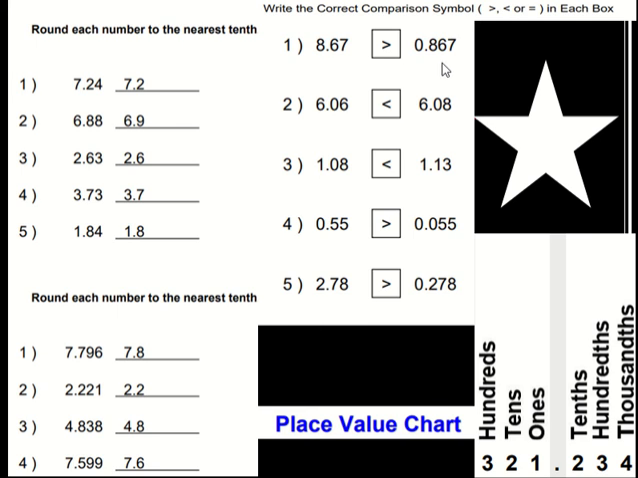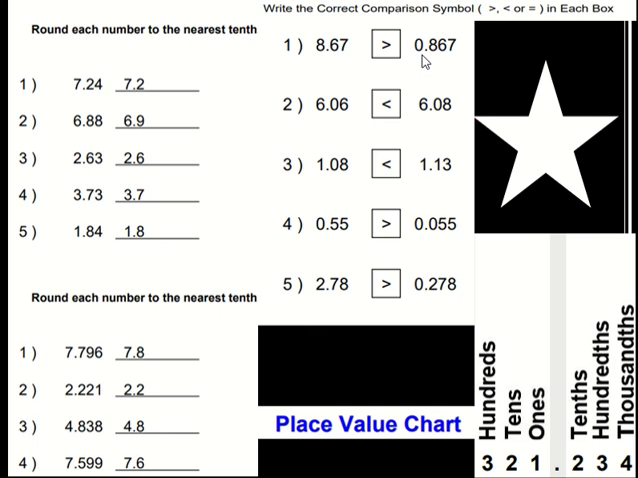Let's move over to comparing: greater than, less than, or equal to. In this answer, it's saying that 8.67 is greater than 0.867. The reason that 8.67 is greater is, let's look at our place value chart here. In the ones place, you have an 8. In this problem, you have a 0. So that already lets you know which number is bigger. The 8 is bigger than the 0.